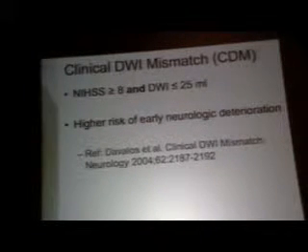I'm a big fan of the clinical diffusion-weighted imaging mismatch, and we're very pleased that Dr. Davos is here. He initiated this idea in neurology in 2004. This concept is the idea of using an NIH stroke scale of 8 or more and a small DWI lesion defined as 25 cc's or less. And he found that these patients were at higher risk for early neurologic deterioration.